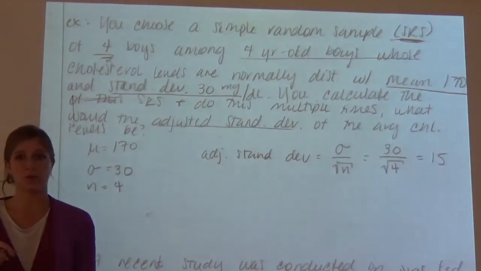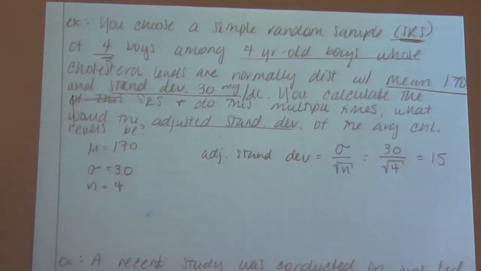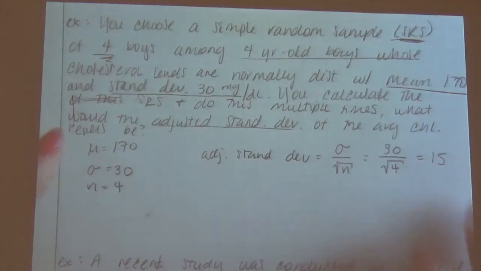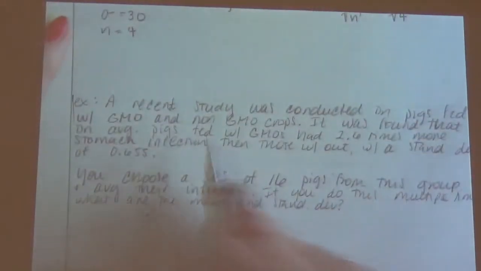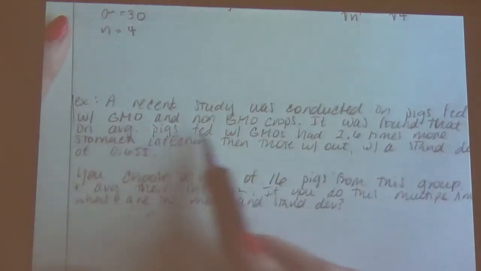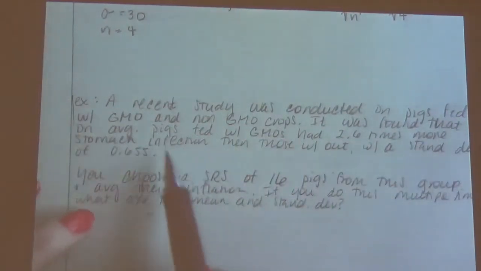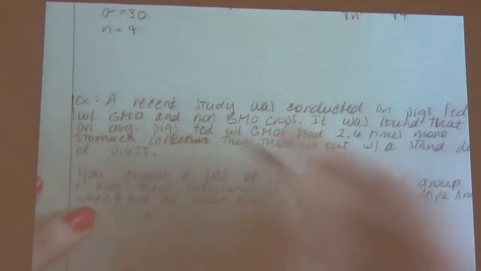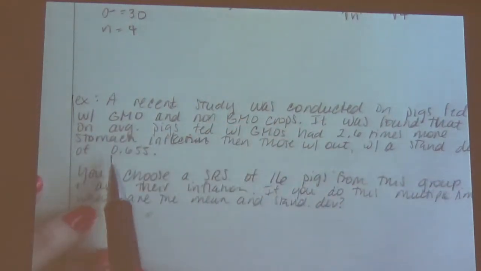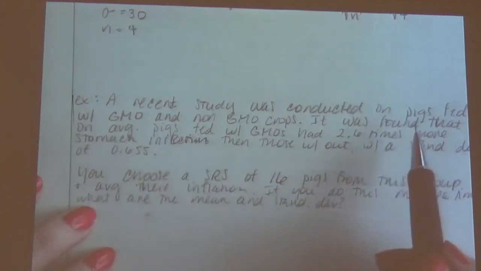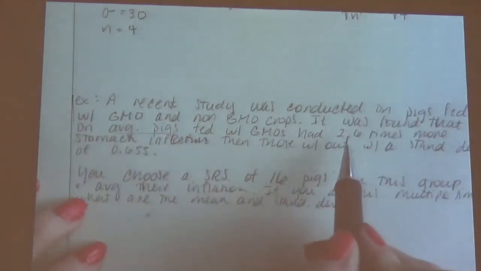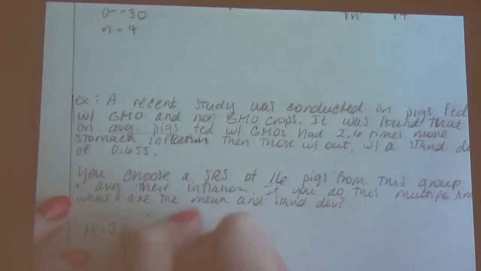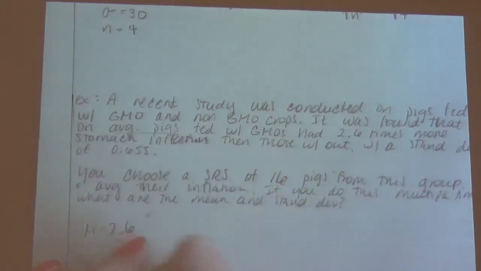Okay, let's try one more of these before we move on to the more complicated examples. So next example. It says a recent study was conducted on pigs fed with GMO and non-GMO crops. It was found that on average, pigs fed with GMOs had 2.6 times more stomach inflammation than those without, with a standard deviation of 0.655.